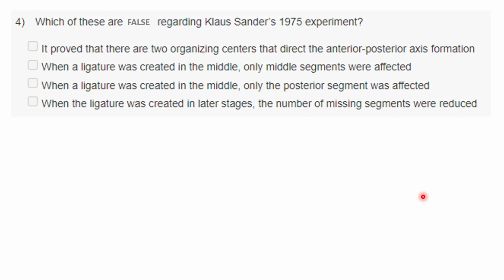Statement 1, it proved that there are two organizing centers that direct the anterior-posterior axis formation. Statement 2, when a ligature was created in the middle, only middle segments were affected. Statement 3, when a ligature was created in the middle, only the posterior segment was affected. And statement 4, when the ligature was created in later stages, the number of missing segments were reduced. Now you have to identify which of these statements are false regarding Claus-Sanders experiment.